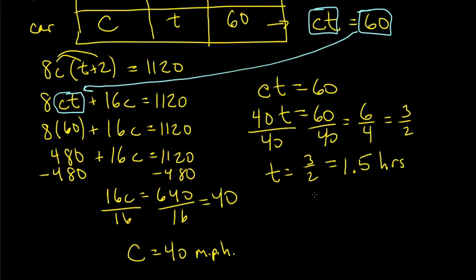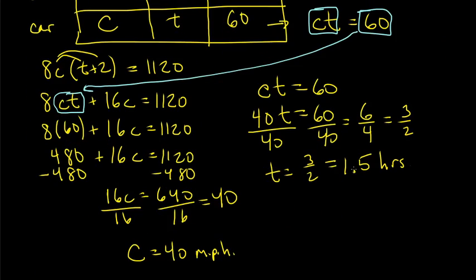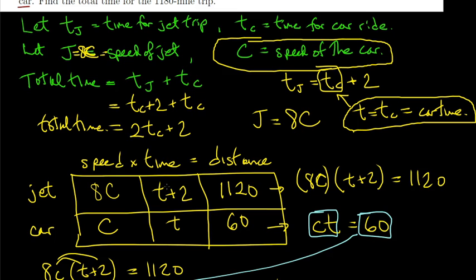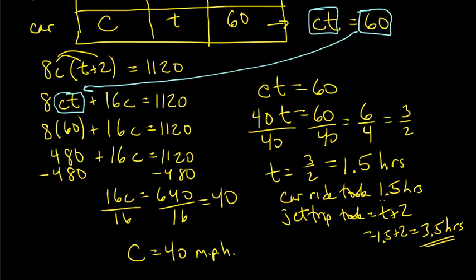1.5 hours. So what is t? Little t is the car time. So the car ride took 1.5 hours. How long for the jet ride? The jet trip took t plus 2. So that's 1.5 plus 2. So that's 3.5 hours, right? So the jet ride took a total of 3.5 hours.